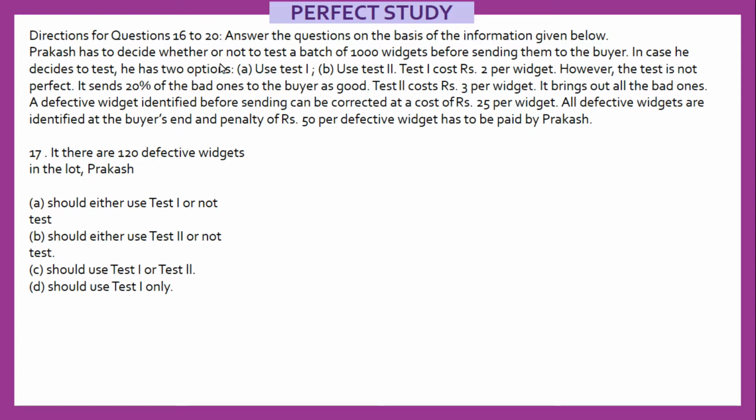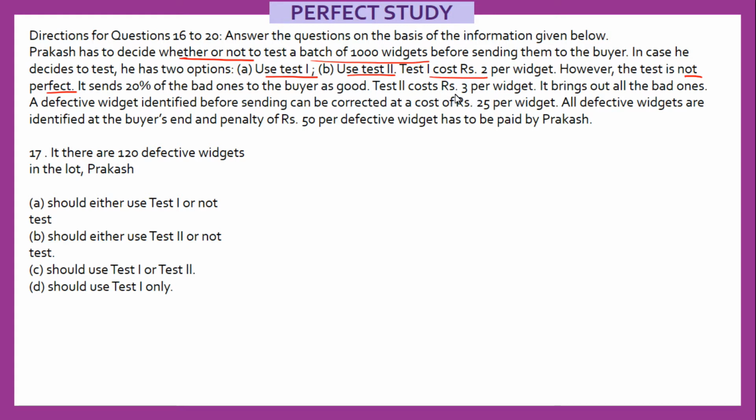Prakash has to decide whether or not to test a batch of 1000 widgets before sending them to the buyer. In case he decides to test, he has two options: use test 1, use test 2. Test 1 costs rupees 2 per widget. However, the test is not perfect. It sends 20% of the bad ones to the buyer as good.